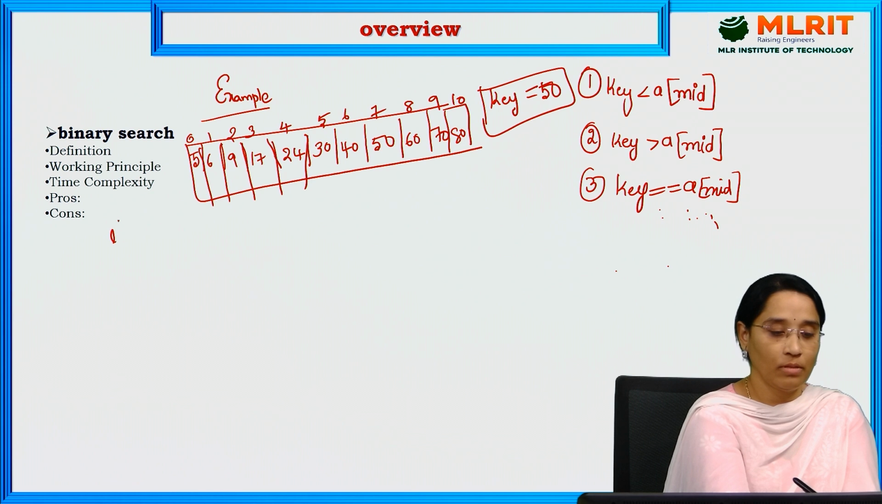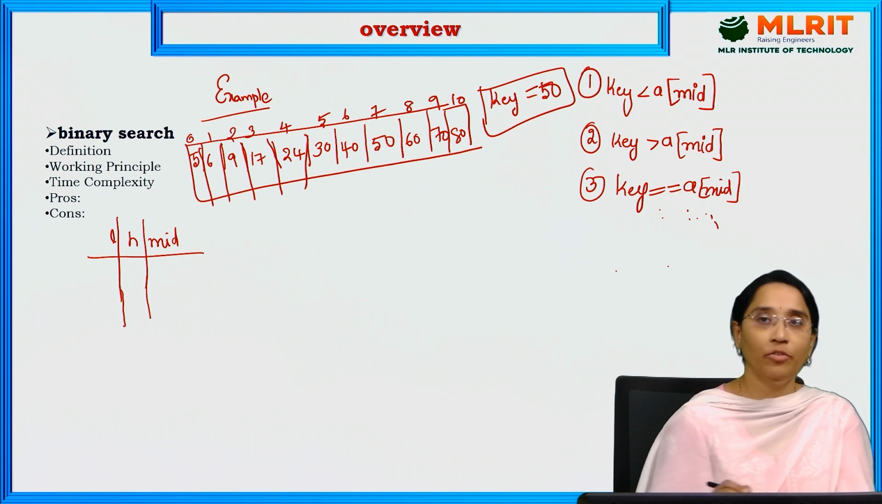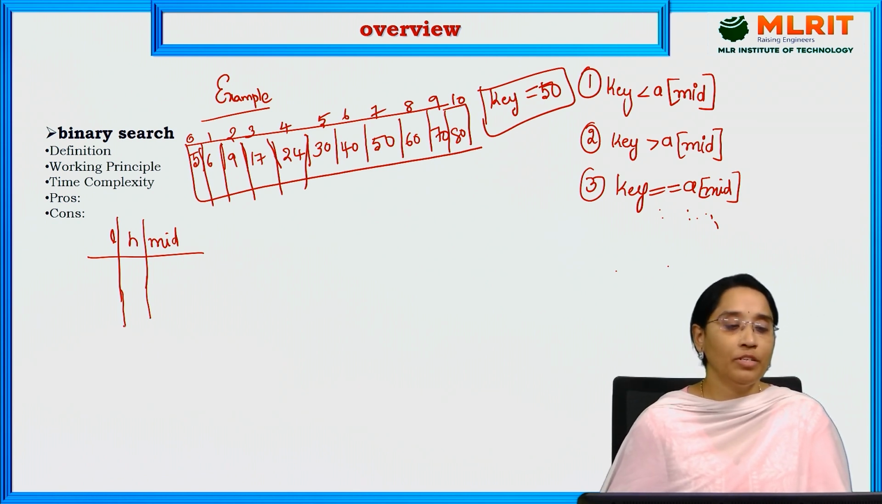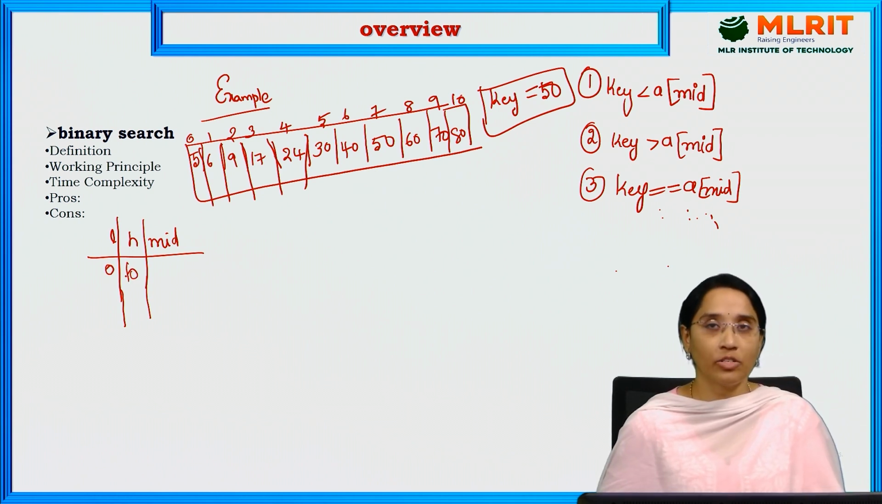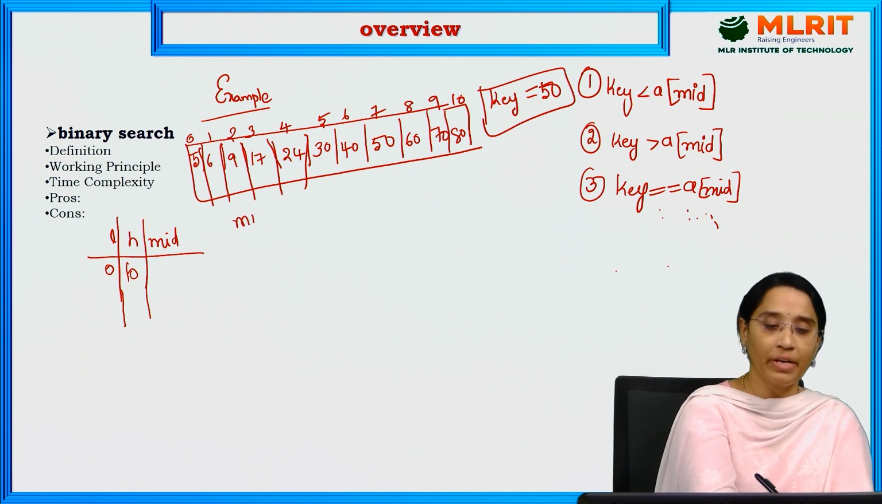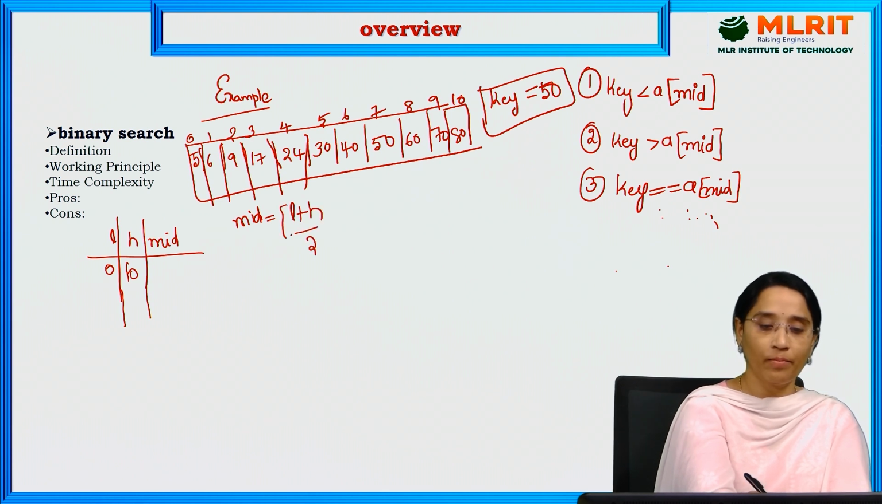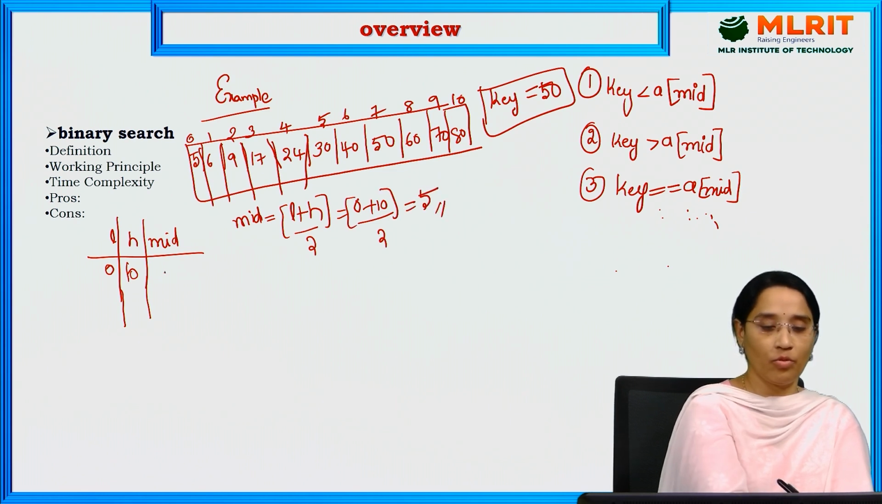So first thing, low, high and mid value. This we have to follow. First, low is initialized to 0. High will be 10. So low value is 0, high is 10. I am writing here the index positions. So how to calculate the mid value? Mid is equals to low plus high by 2. It is 0 plus 10 by 2, that is 5. So mark here.